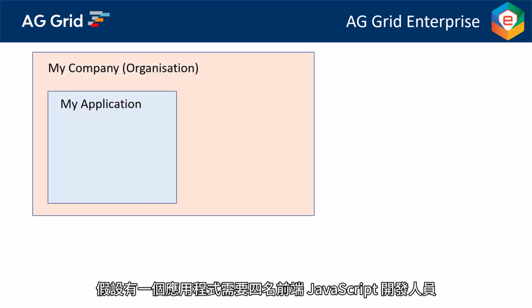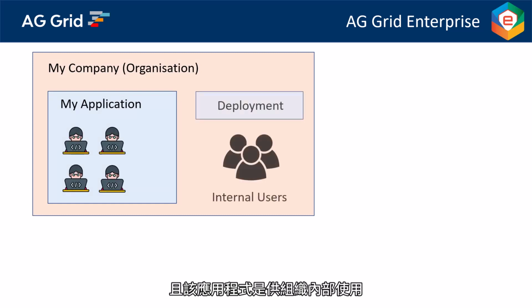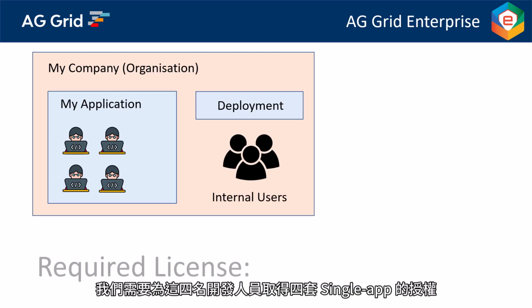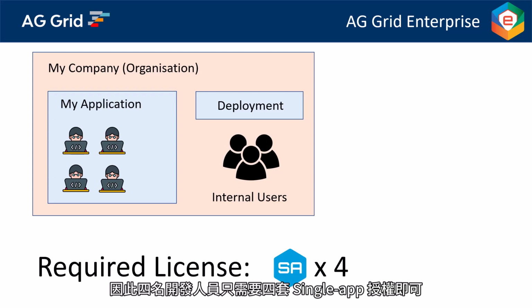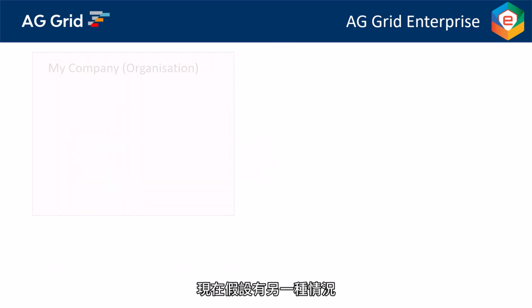Let's consider one application with 4 front-end JavaScript developers, and the application is to be used within the organization. We would need a single app license for 4 developers. An example of this would be a project in a bank with 4 developers working on an application that would be used internally in the bank by the bank's employees, for example to assist with its finance or trading operations. As the application is not accessed externally from the organization, the single app license for 4 developers is all that's needed. Now let us consider the next example.